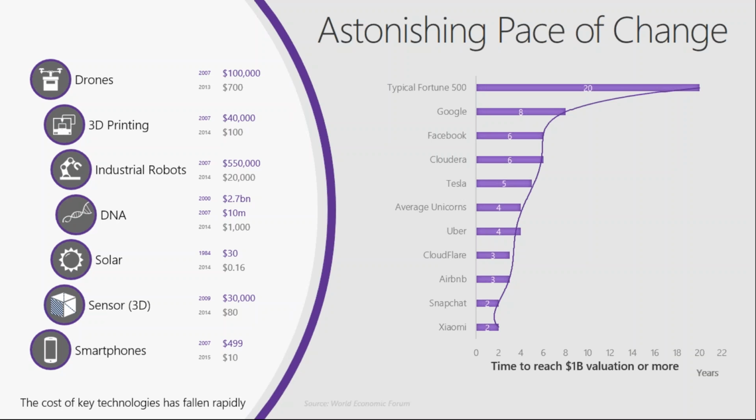Truly remarkable. What this has enabled is a really interesting change in the way that we think about companies and the value of companies. So this slide is showing that a typical Fortune 500 company, arguably the most successful companies on the planet, takes about 20 years to reach a valuation of $1 billion. It takes the average unicorn today just 4 years to reach a $1 billion valuation.